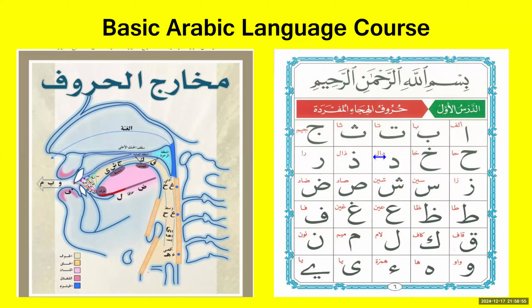Alif, ba, ta, sa, jim, ha, kha, dal, zal, ra, za. Very good. Yaqub Saab. Alif, ba, ta, sa, jim, ha, kha, dal, zal, ra, za. Very good. Abdul Hamid.